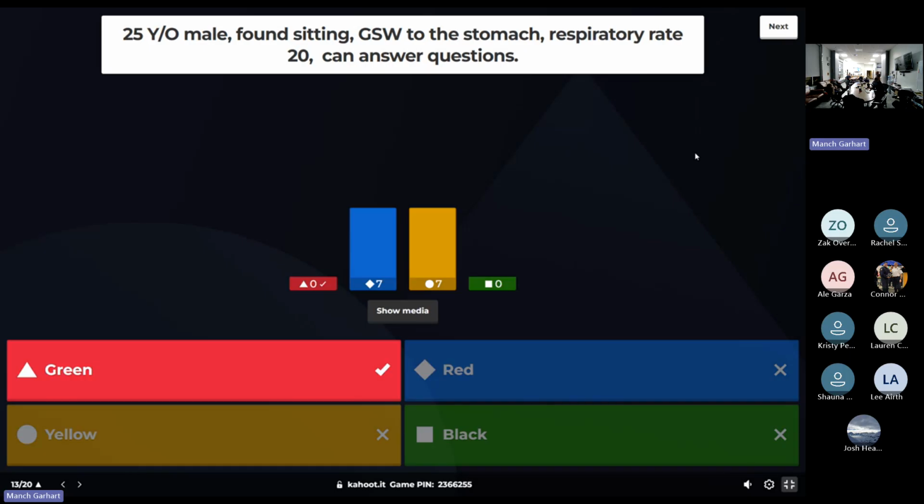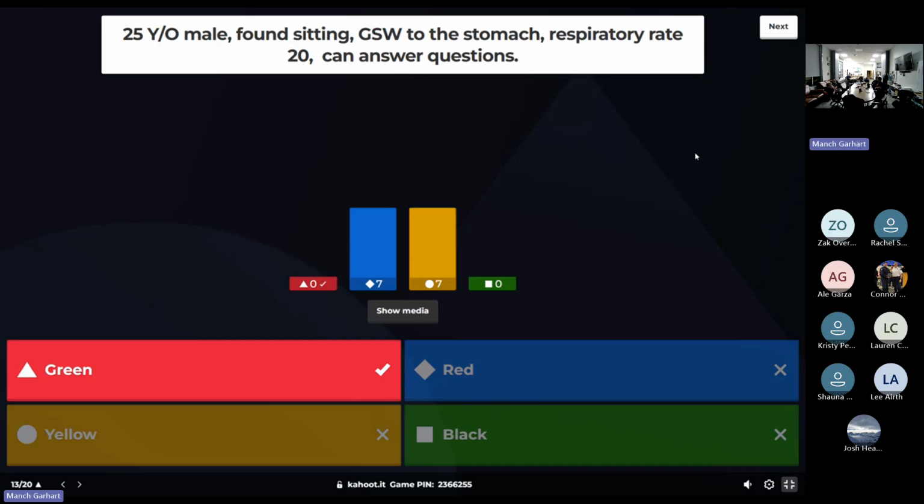We don't, so respiratory rate 20. They can answer questions. We don't know if their pulses are compromised, but they're alert and oriented enough to answer questions. That's a good thing, right? The perfusion to the brain is still there. So distracting injury, outside of that one, that's where this would come into the challenge of, yeah, I want to take care of them. Personally, I would say at least yellow would be my initial assessment. I see GSW of the stomach, they're alert and oriented at this point, yellow, moving on.